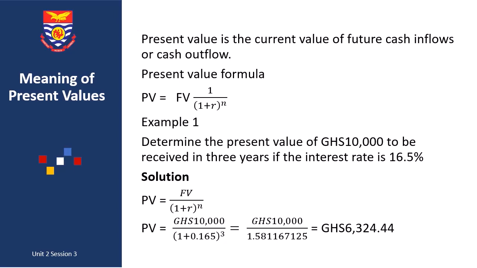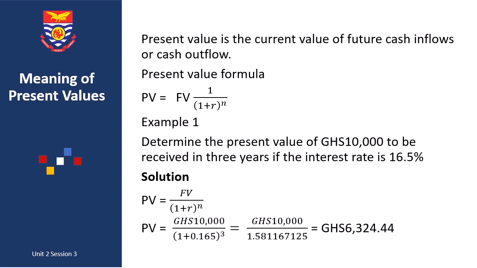So the present value equals future value over 1 plus r raised to the power n. The future value was given to be 10,000, and the interest rate is 16.5%, which is also the same as 0.165 in decimal. So n, from the question, they said the amount is to be received in 3 years. So n equals 3 years.